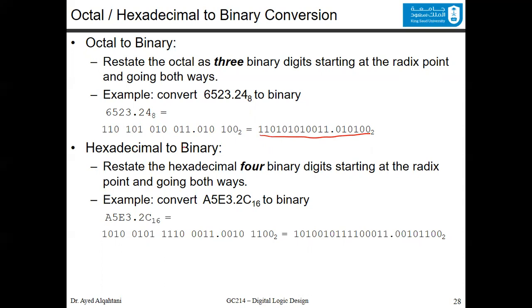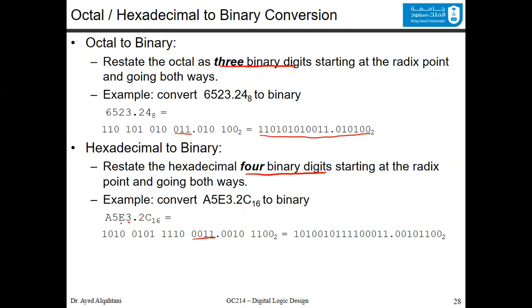From hexadecimal to the binary base, instead of grouping them as 3 binary digits, now we have 4 binary digits. So now this 3 here is 1, 1, 0, 0. So now before, in the octal, it has 3 digits. Now it has 4 digits.